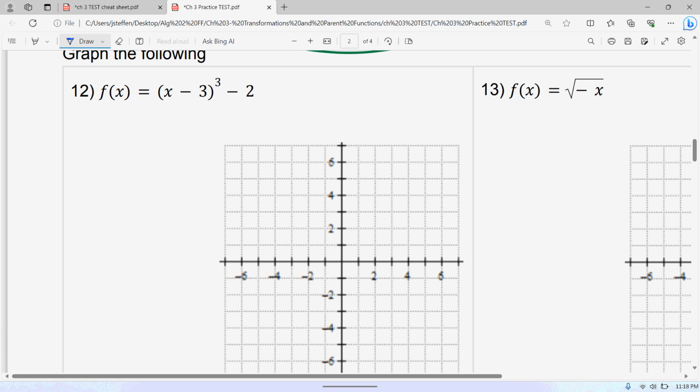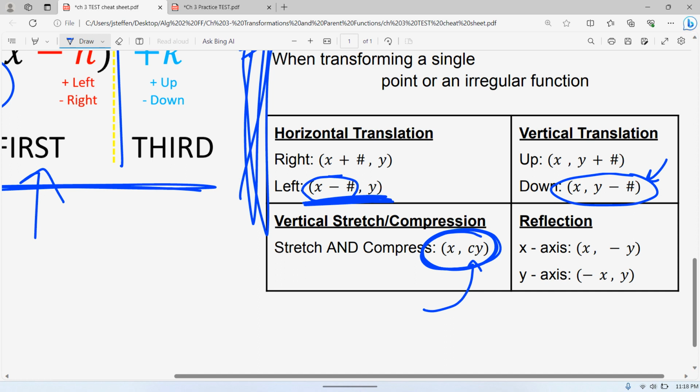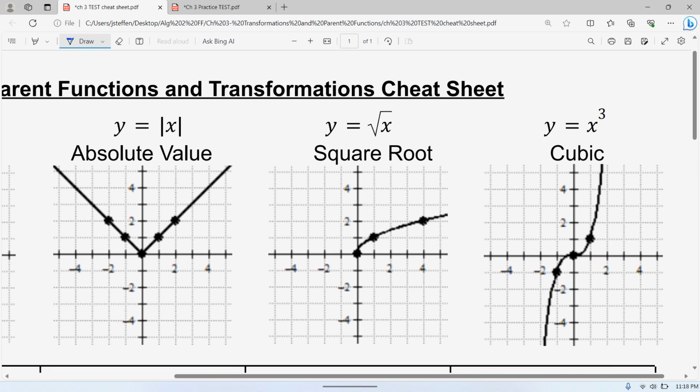And then the biggest thing, once you have this, make sure you remember what this parent function actually looked like, that little squiggly. And make sure you do roughly the same thing. It doesn't have to be exact, but it can't be a straight line.